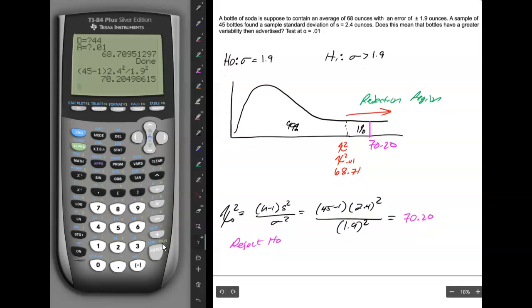So our conclusion is we do have sufficient evidence to conclude that the variability is greater than advertised.